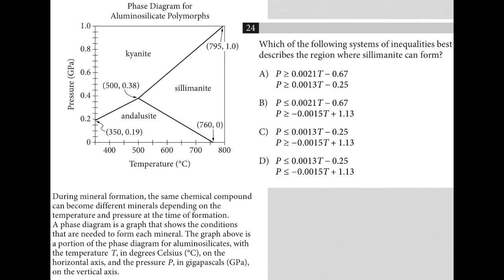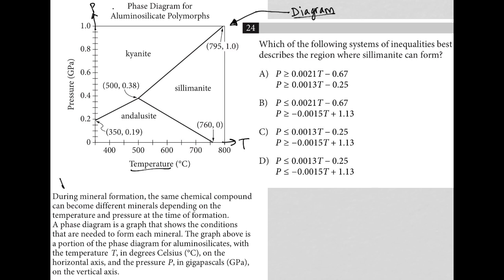So this question is a diagram question. We see the visual input provided for us here. The title of this graph is Phase Diagram for Aluminosilicate Polymorphs. Our x-axis is temperature, so that's a T-axis. Our y-axis is pressure, so that's a P-axis.